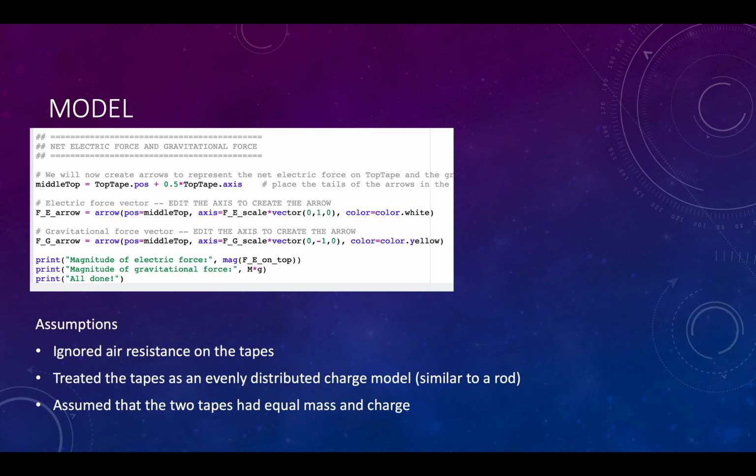And then some assumptions I used in the model are that I ignored air resistance, the friction of the tape, and then I treated the tapes as evenly distributed charge models similar to a rod, and then I assumed that the two tapes had equal mass and charge.